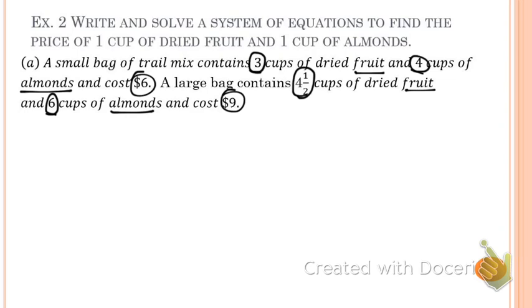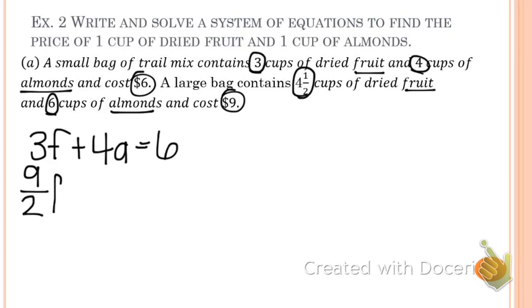What is the first equation that you got with this information? 3f plus 4a equals 6. Good. And what's the second equation? 9 halves f plus 6a equals 9. Very good. Now these are your equations. This is your system. So now I want you to work with your partner, choose whichever method you decide on, and solve for f and solve for a.